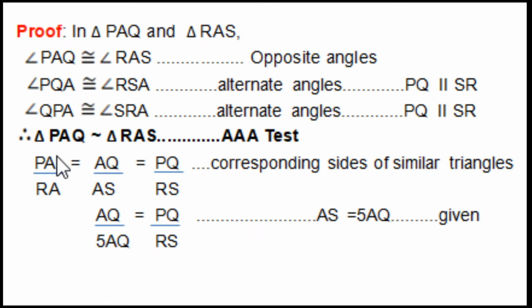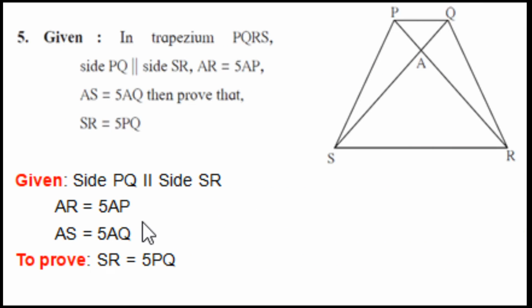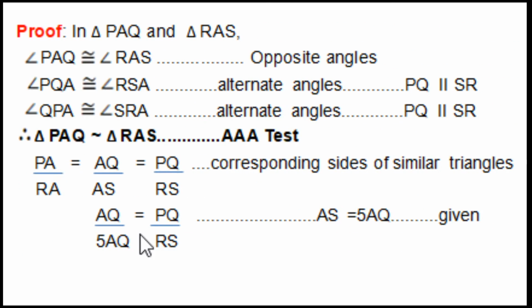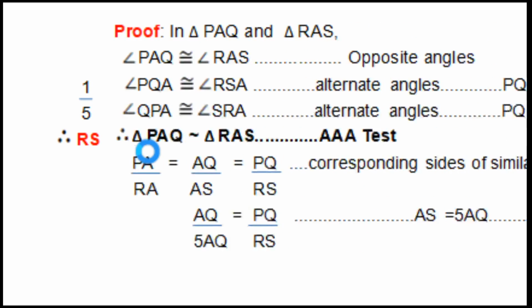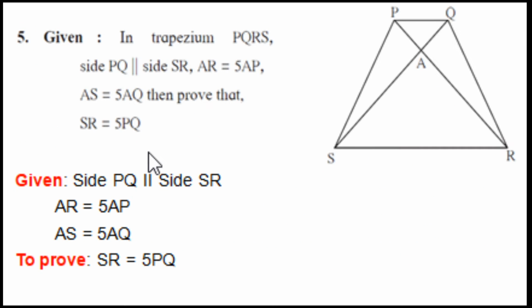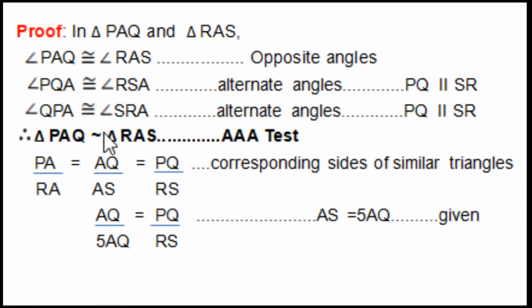Therefore we are taking the ratios of their corresponding sides. PA upon RA is equal to AQ upon AS is equal to PQ upon RS. So AQ is as it is. Then AS is 5 AQ, it is given. Therefore AQ cancels. What do we get? 1 upon 5 is equal to PQ upon RS. Cross multiply. RS is equal to 5 PQ, and it is proved. That is, RS or SR is equal to 5 PQ.